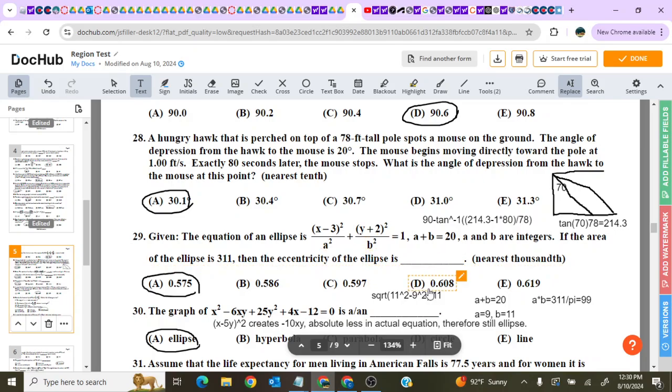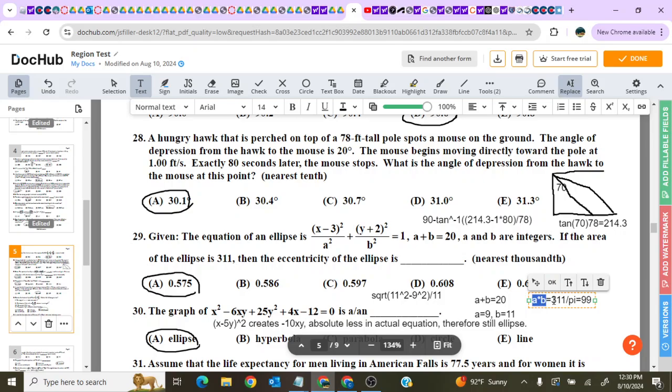So as we mentioned before, that means that a times b is equal to 311 over pi, which is 99. Then once you have these two equations, a plus b is equal to 20, a times b is equal to 99, it's very clear and easy to see that a is 9 and b is 11. You can swap a and b. It doesn't affect the equation.